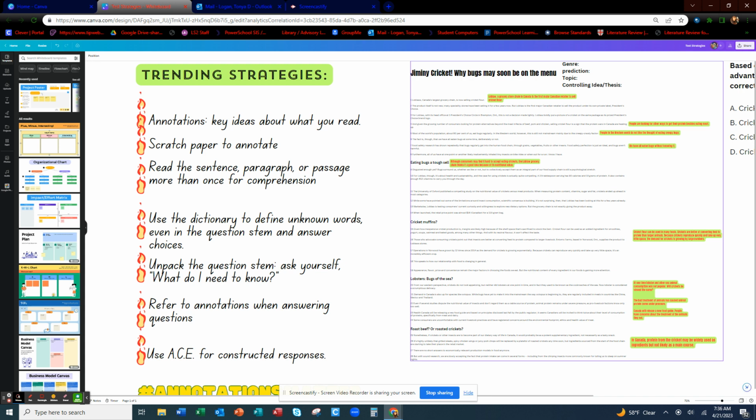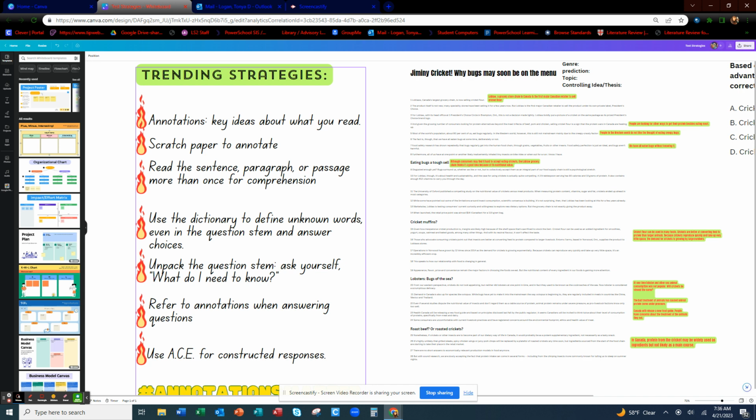Also, read the sentence, paragraph, or passage more than once for comprehension. When you only read one time, a lot of times you don't get the full idea of what's going on. So just be sure to go back and reread so that you can understand what is happening.